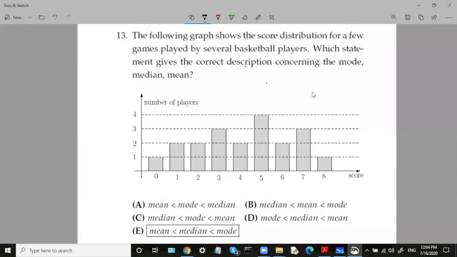Problem 13. The following graph shows the score distribution for a few games played by several basketball players. Which statement gives the correct description considering the mode, median, and mean? Okay, so we can get the mode first. So mode equals 5.